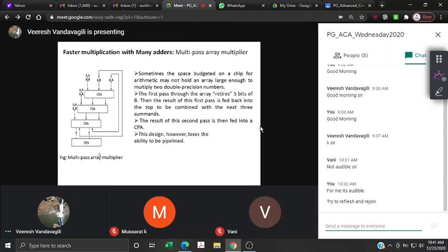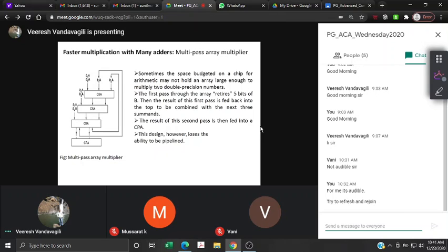In faster multiplication with many adders, here we have a multi-pass array multiplier. In this case, we consider the two-pass array multiplier. In the two-pass array multiplier, the first bits are passed and the result is calculated. Then the remaining bits are passed next to calculate the final result.